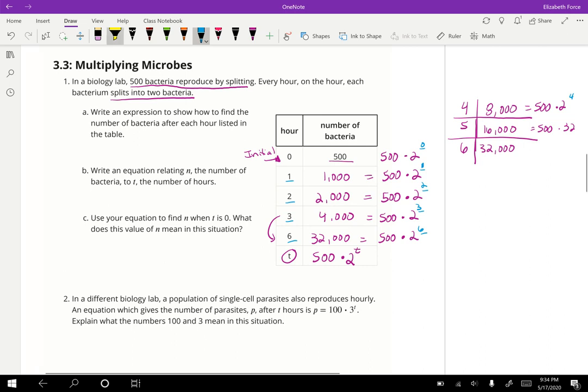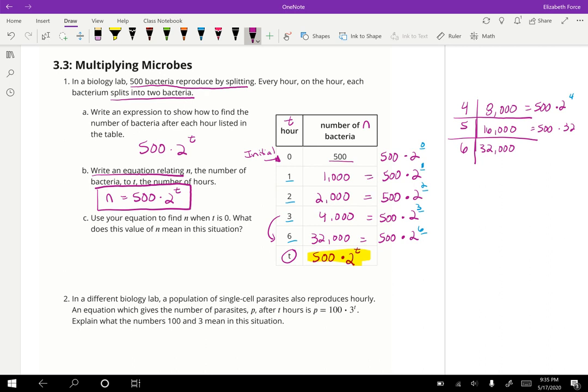So this is a good expression that we could use, and I can now figure out at any hour what my bacteria is without having to know the previous hour amount. So that's 500 times 2 to the t. So that's just an expression, right? Now the equation: n, the number of bacteria, to t, the number of hours. So hours is going to be t, number of bacteria is going to be n. So n is equal to 500 times 2 to the t power. So here's my equation.